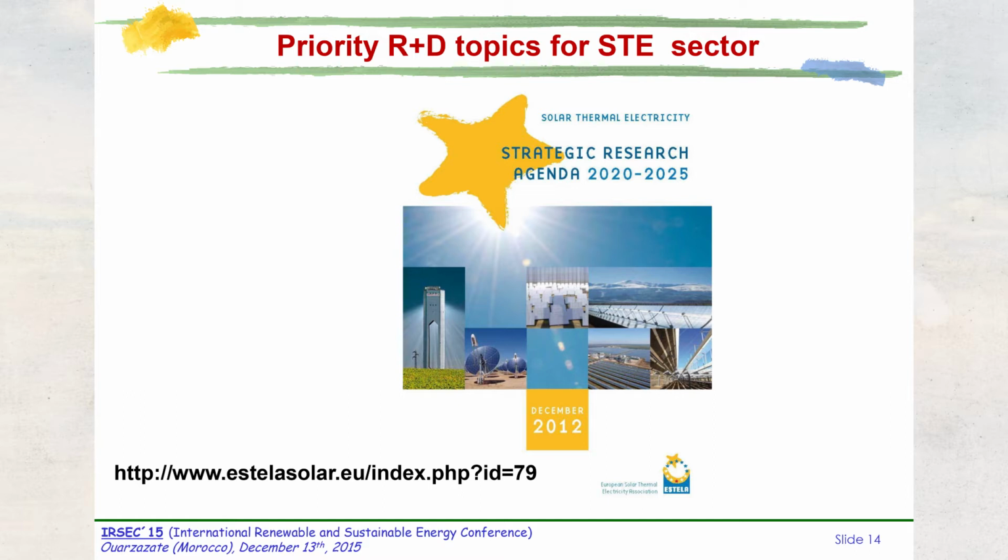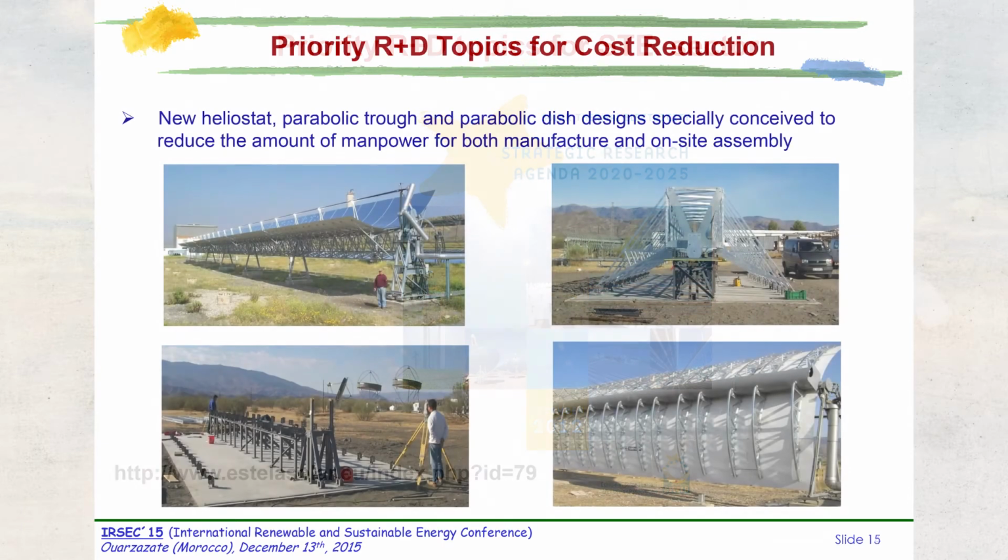How can we reduce the cost? By developing new concentrators, new heliostats, new Parabolic-Trough, new parabolic dishes, because the models we have available now for Parabolic-Trough or heliostat, the designs currently available, require a lot of manpower for the assembly and for the manufacture.